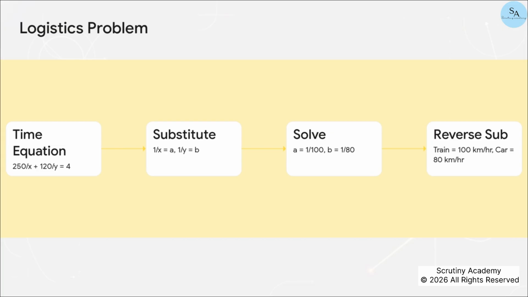And finally, step 4, our favorite part, reverse substitute. Flip those fractions around to reveal that the train travels at 100 kilometers per hour and the car travels at 80 kilometers per hour. See, you just flawlessly solved a really tough board-level math problem.